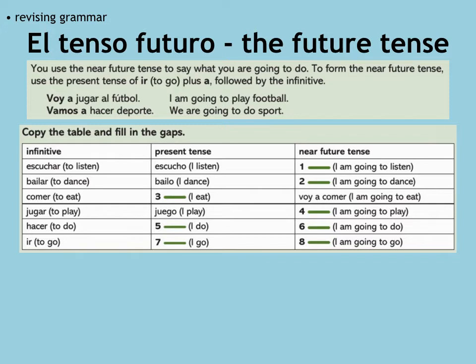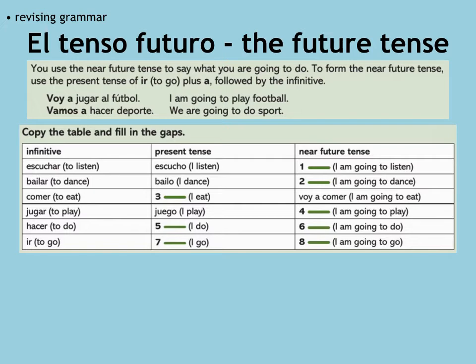So let's look at this table. On the left-hand side, you've got all the infinitives. Remember, an infinitive always ends in AR, ER or IR. Then the present tense in the middle. So that's where I've knocked off the ending, the AR, ER or IR, and I've started to conjugate it. You know, this is revising, going back over what we've done this term. So it's all about adding on the right ending. Remember, when I'm the one doing the action, it usually ends in an O, unless it's irregular, like the verb ir. Okay, then the last column is the near future tense.